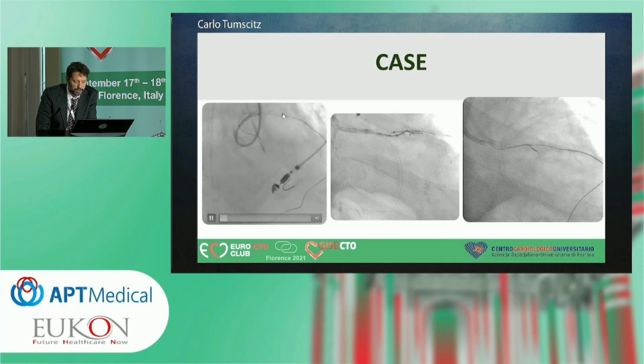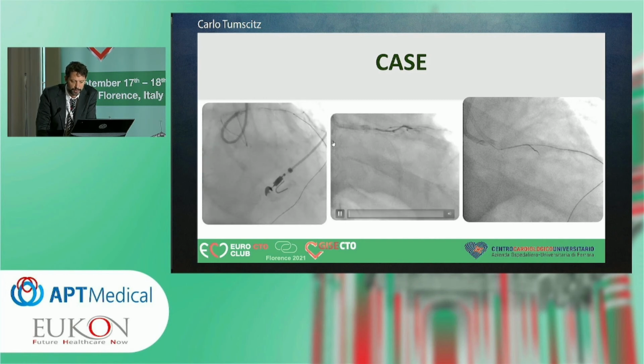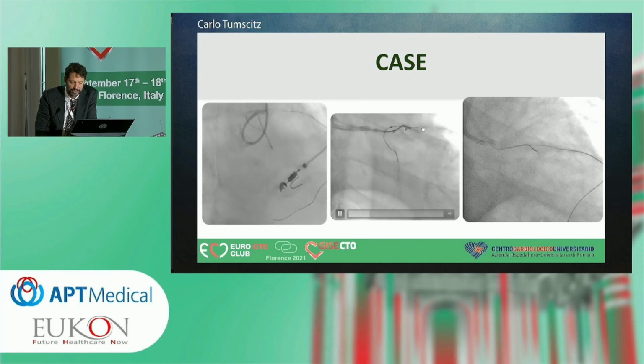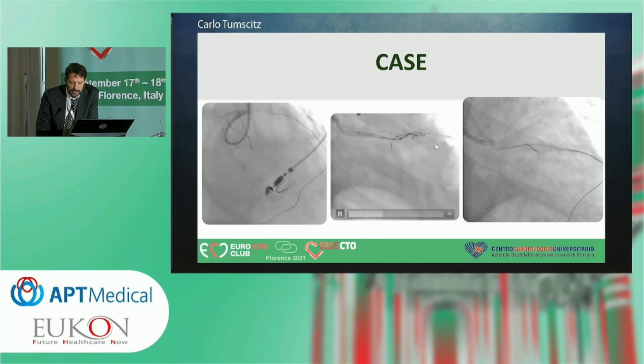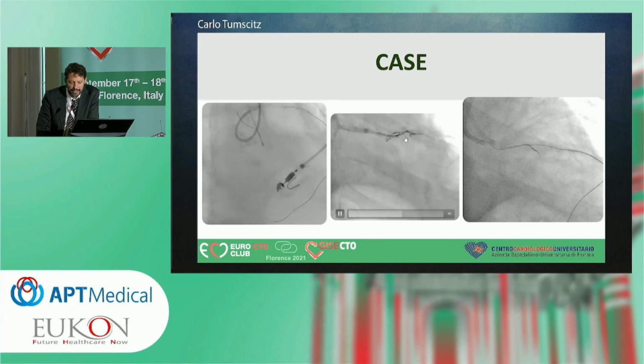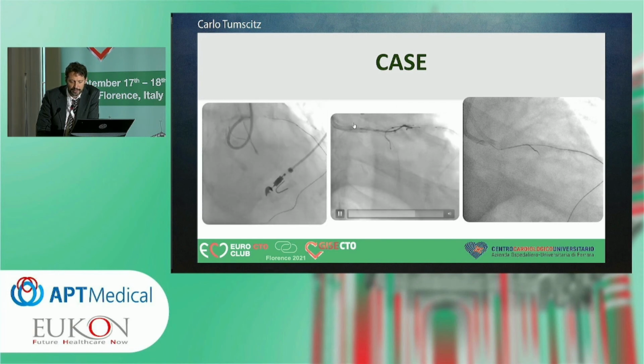wire went to the circumflex, so I'm pretty sure it was good. But what was the problem? The problem here was that there is a tight angle in the proximal LAD, so it was very, very difficult to go in the left main. So we decided to place a guiding extension here, but as you can see, the vessel is very big, so they were lying on different planes. So it was very difficult to go inside of the guiding extension.